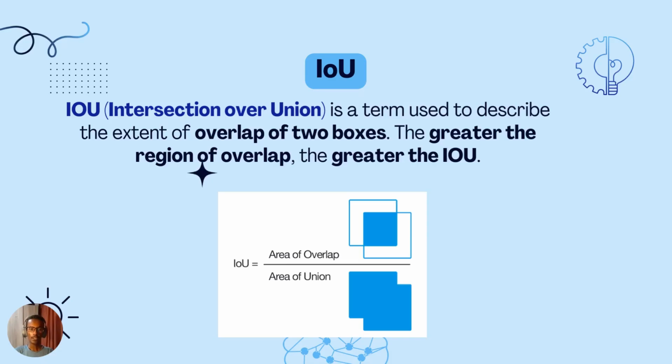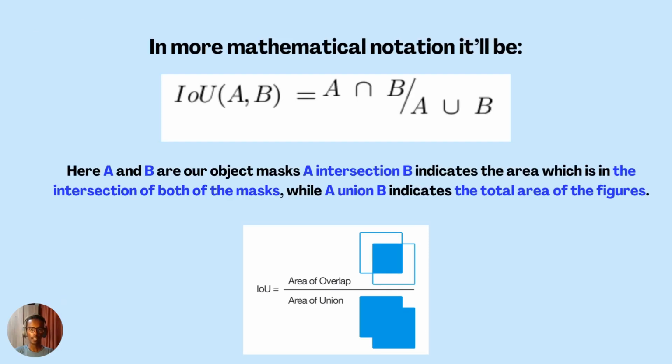So once we understand how bounding boxes work and the parameters that are used to represent a bounding box, let's talk about IOU, which is intersection over union. It's a term used to describe the extent of overlap between two boxes. The greater the region of overlap, the greater the IOU. Mathematically, it can be represented as the ratio between the intersection and the union of two rectangular bounding boxes.